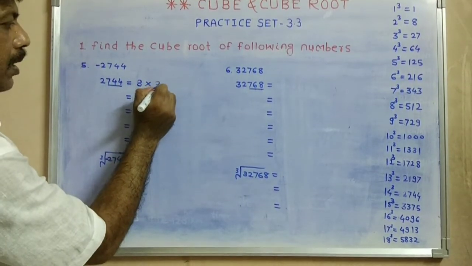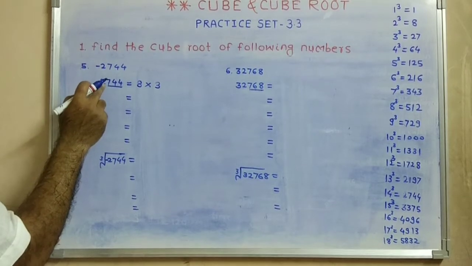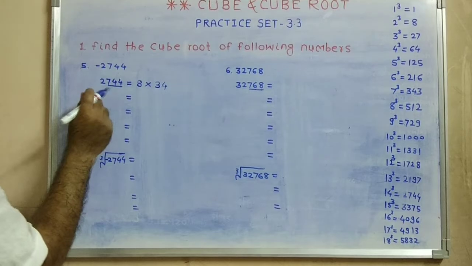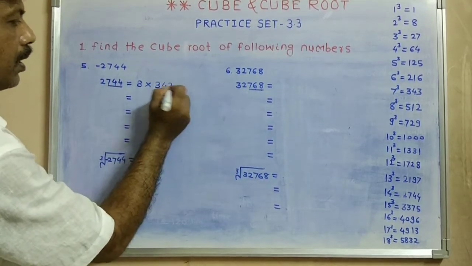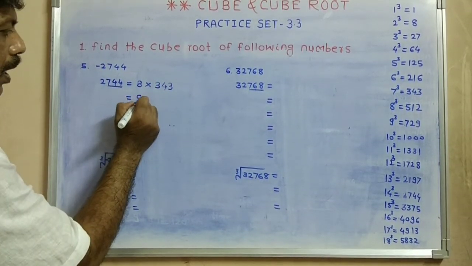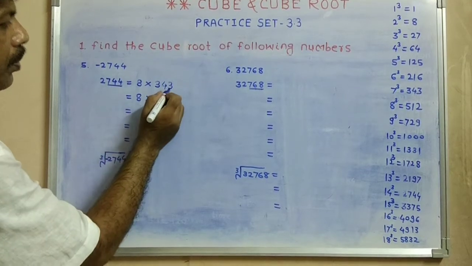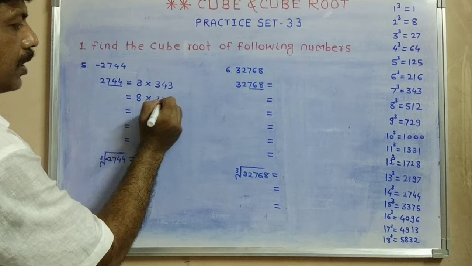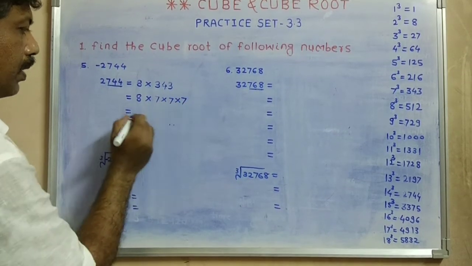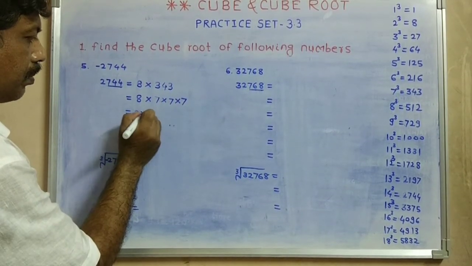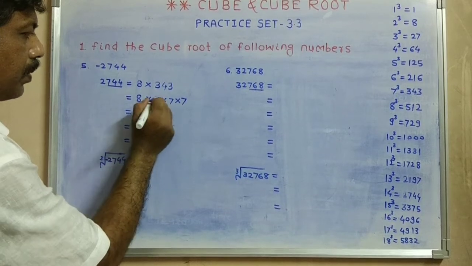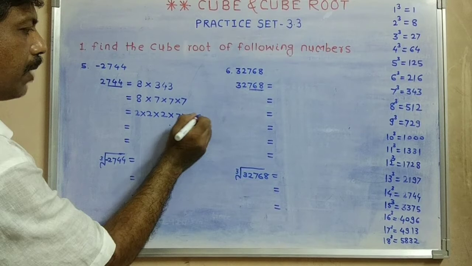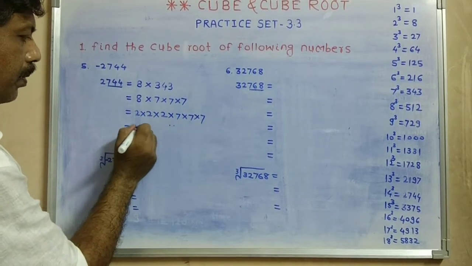Now 8 3s are 24. How much remaining? 3. 34. It means that 8 4s are 32. 2 remaining. 8 3s are 24. Again 8 multiplied by 343, which is a cube of which number? That is 7. Therefore, I am directly writing 7 into 7 into 7. 8 can be written as 2 multiplied by 2 multiplied by 2 multiplied by 7 multiplied by 7 multiplied by 7.